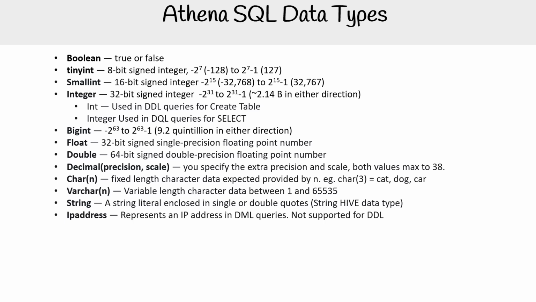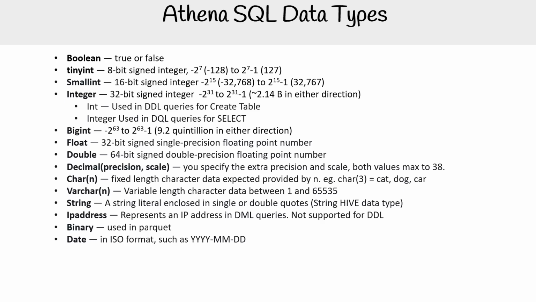You have IP address that represents an IP address. Makes sense. Can only be used in the DML, so data manipulation language. So I guess inserts, updates, things like that. We have binary. So this is when you're using Parquet because Parquet is a binary file, I believe so.